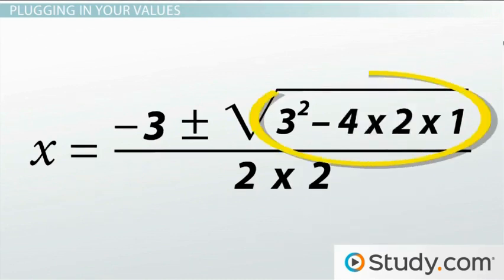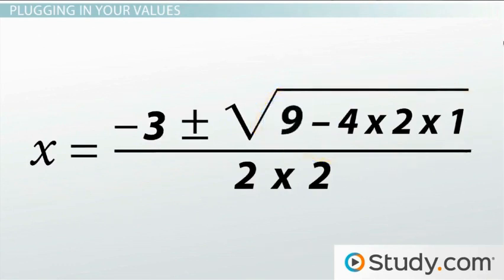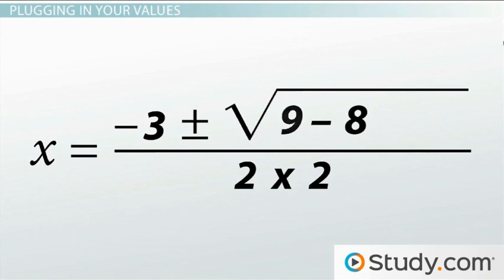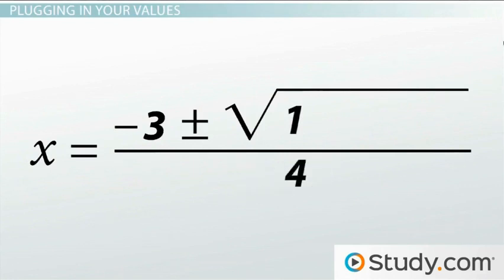We first tackle the inside part of the square root. We square the 3 to get 9. Then we multiply the 4, the 2, and the 1 to get 8. Now we subtract the 8 from the 9 to get 1. Now we deal with the denominator by multiplying the 2 and the 2 to get 4. So now our quadratic formula looks like 3 plus or minus the square root of 1, divided by 4.